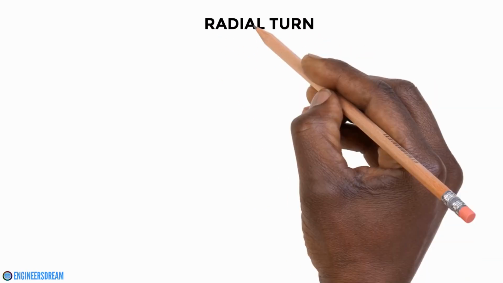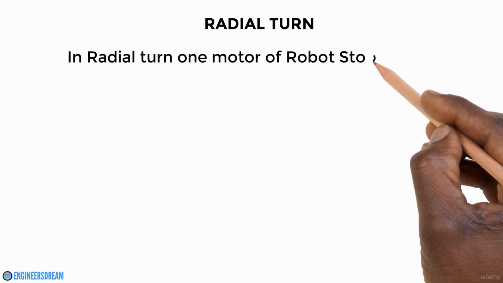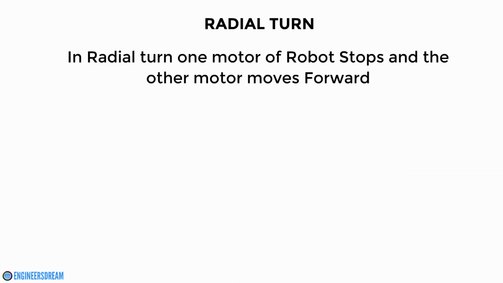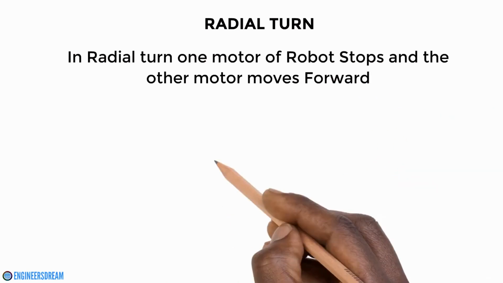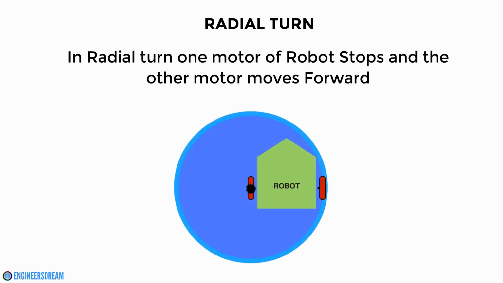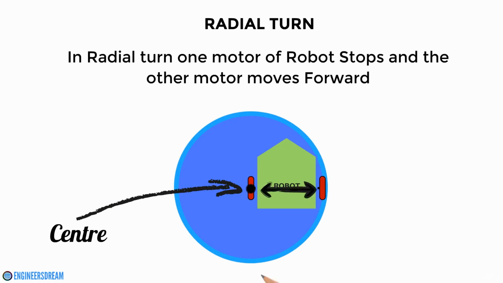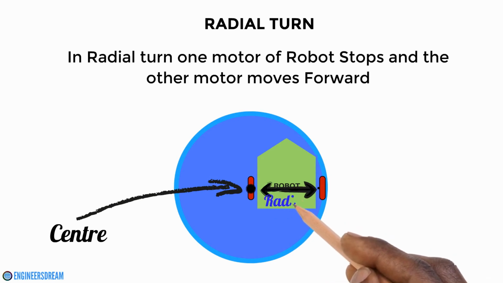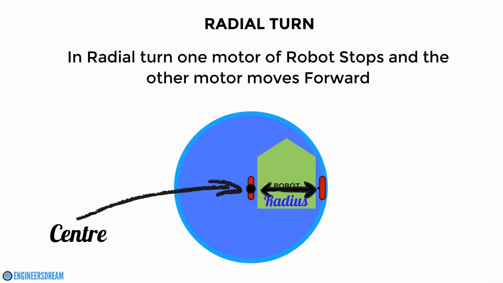In a radial turn, one motor of the robot will stop and the other motor will move. Since we stop one motor and move the other, the stopped motor acts like the center of a circle and the moving motor acts like the outermost part of the circle. Since the distance between both motors represents a radius, we call this turn a radial turn.